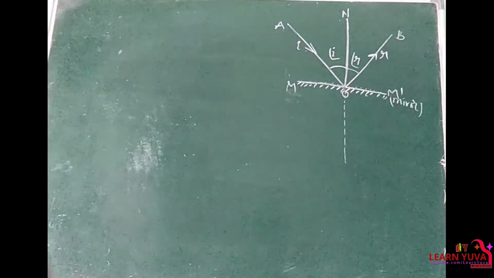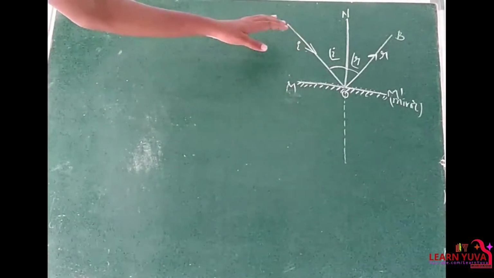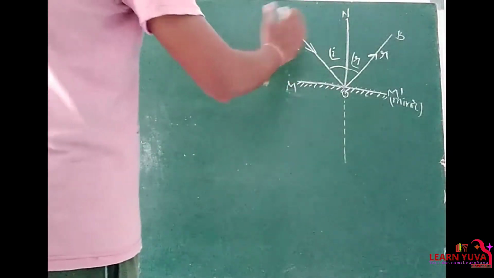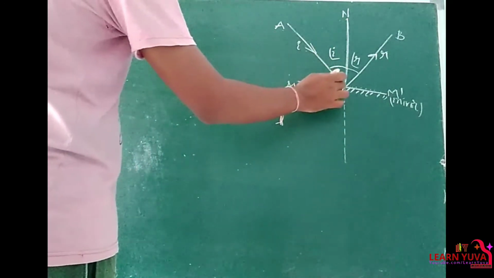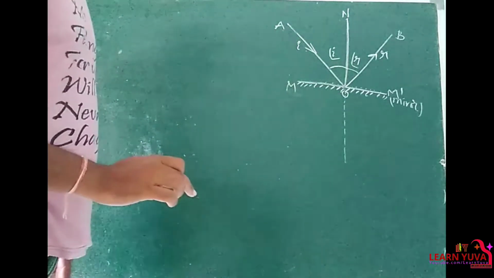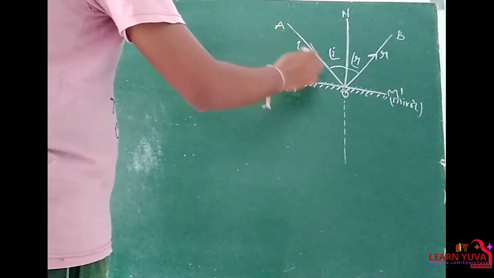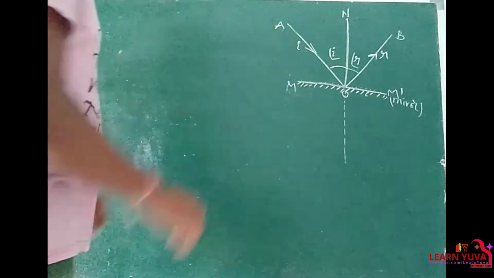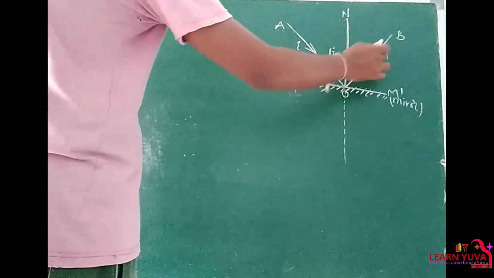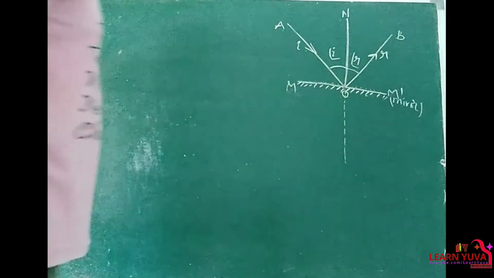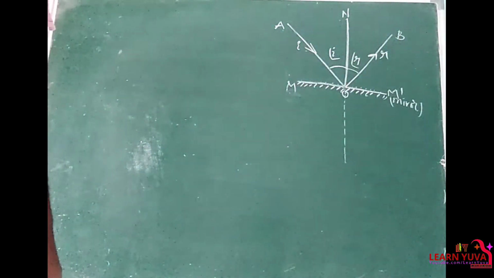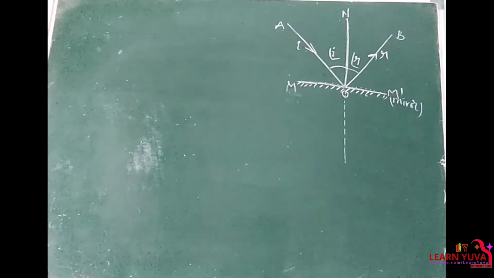Clear? Next, plane of incidence. The plane of incidence is nothing but the plane which contains the incident ray and normal ray, and the plane which contains the reflected ray and normal ray is nothing but the plane of reflection. Clear?